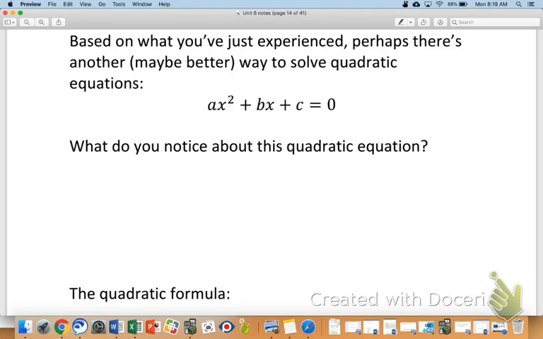So some things that would be worth noticing about this quadratic equation. What do you guys think? What are some things you notice? ax squared plus bx plus c. I'm just talking about the standard form. So I'm going to say standard form, where you've got everything on one side equals 0. That make sense? What else do you notice about the left side?